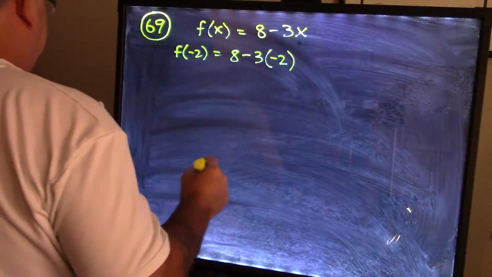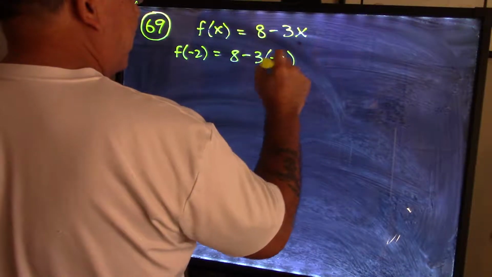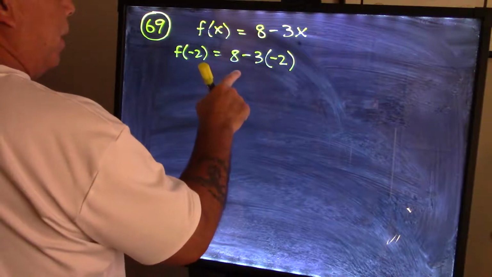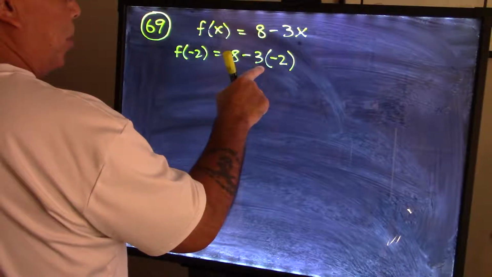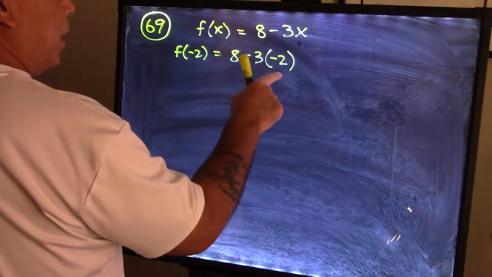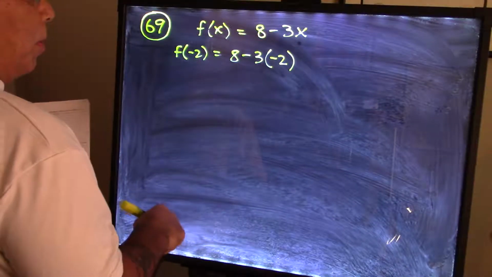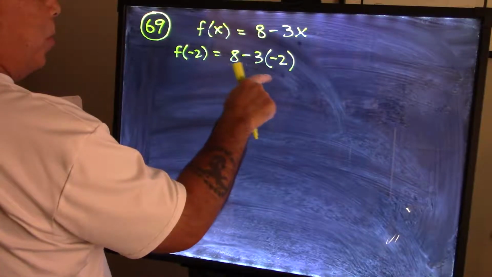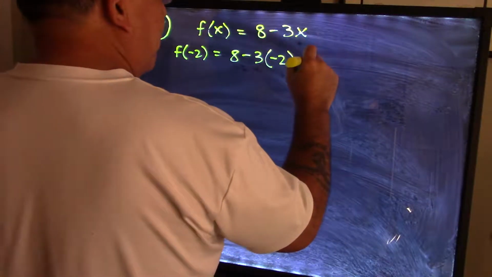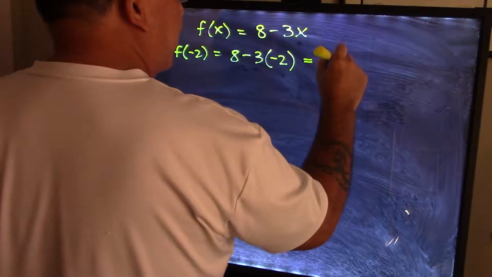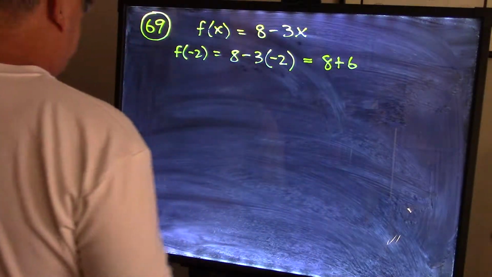And this is equal to 8 plus 6. Negative 3 times negative 2 is positive 6. Again, order of operations, do the multiplying first. Don't go 8 minus 3 is 5, and 5 times negative 2 is negative 10. That's incorrect, because you don't add or subtract before you multiply. So this is equal to 8 plus 6, which is 14.